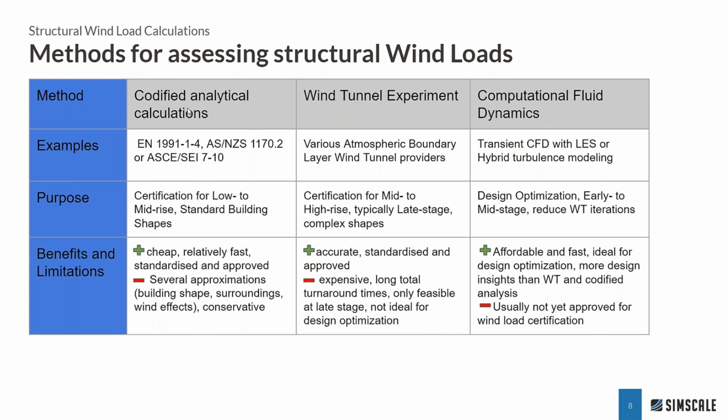First of all, codified analytical calculations that can be found, for example, in the Eurocode or the Australia, New Zealand structural design actions or the ASCE 7-10 minimum design loads for buildings and other structures. So these have basically analytical models to estimate structural wind loads on mid and high-rise buildings, and they're really well suited for standard building shapes.